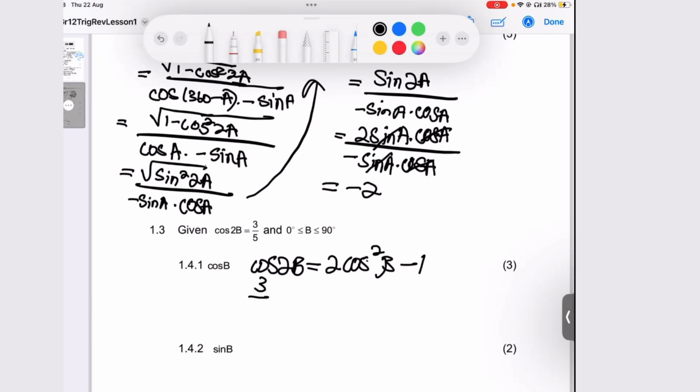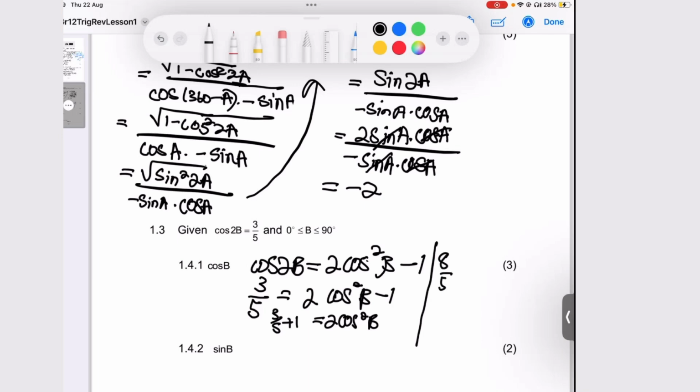So from there, we know that 3 over 5 is equal to 2 times cos squared B minus 1. And then what do you do? Take 1 to the other side. So you've got 3 over 5 plus 1 is equal to 2 cos squared B. 3 over 5 plus 1 gives us 8 over 5. So 8 over 5 is equal to 2 cos squared B. We divide by 2 on both sides, and we get 4 over 5.